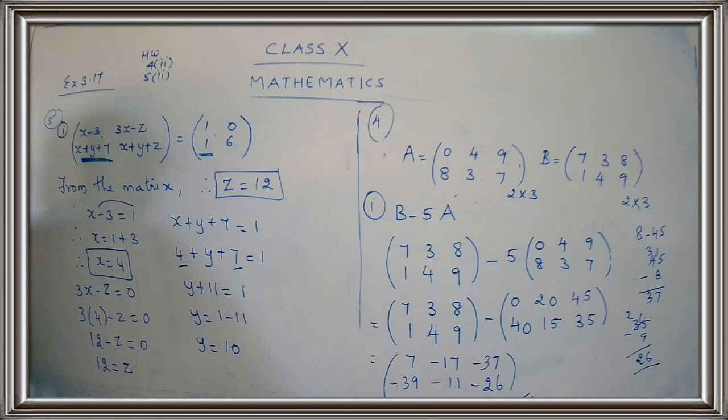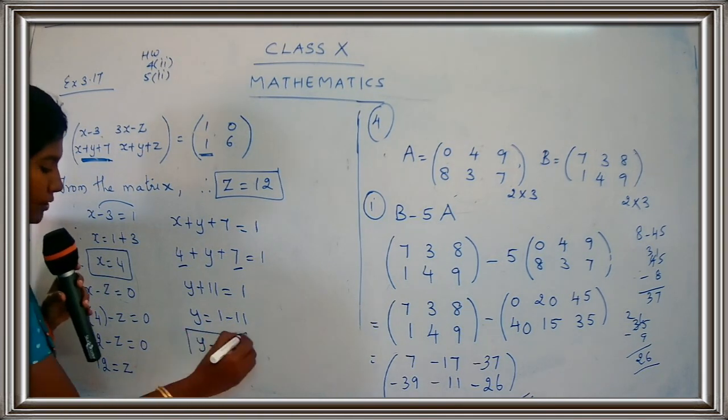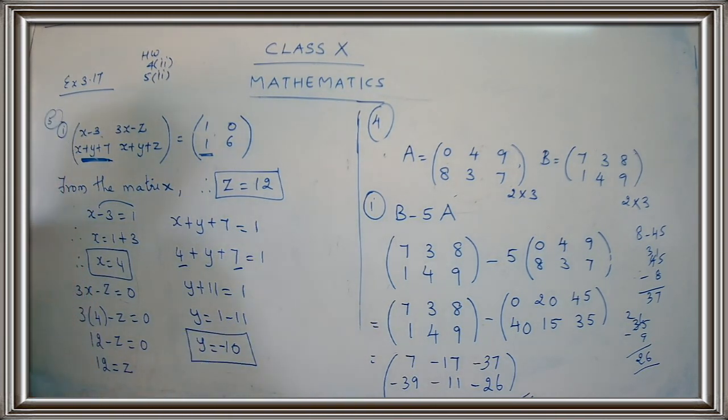Sign of the bigger number, minus 1 and 11. So which is the bigger number here? 11 is the bigger number, so you have to write the sign of the bigger number. y is equal to minus 10. You get the value for y as minus 10.